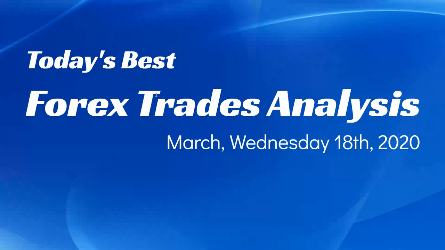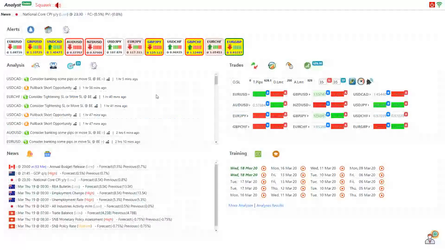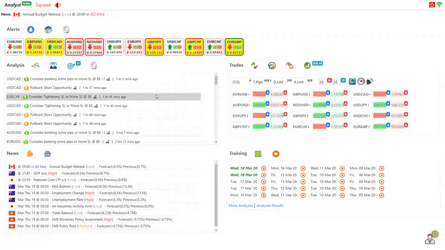Hello, traders. Today is Wednesday, 18th of March 2020, and I would like to share with you today's best Forex trade analysis and the result. Before that, I would like to share with you my trading activity.